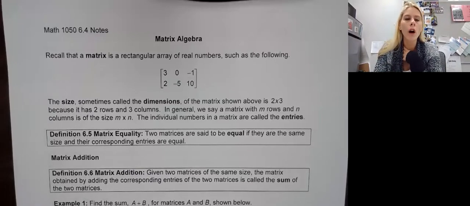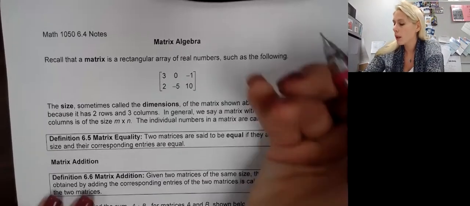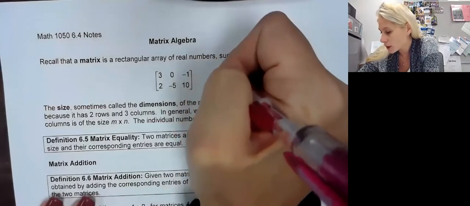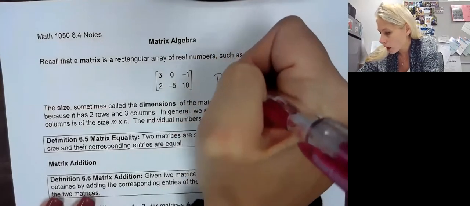So recall that a matrix is a rectangular array of real numbers, such like the following, okay? The size, sometimes called the dimensions, we'll really call it the dimensions of the matrix shown above, is a 2 by 3 because it has 2 rows and 3 columns. So what I want you to keep in mind is when we talk about dimensions, it's always rows by columns, okay?